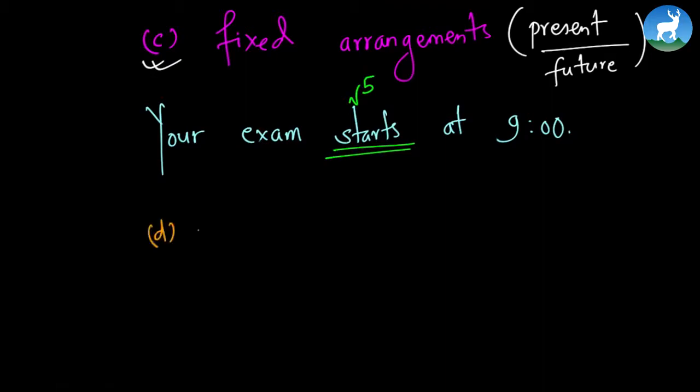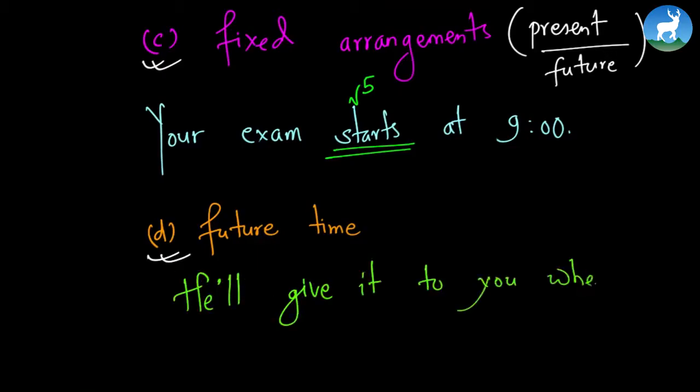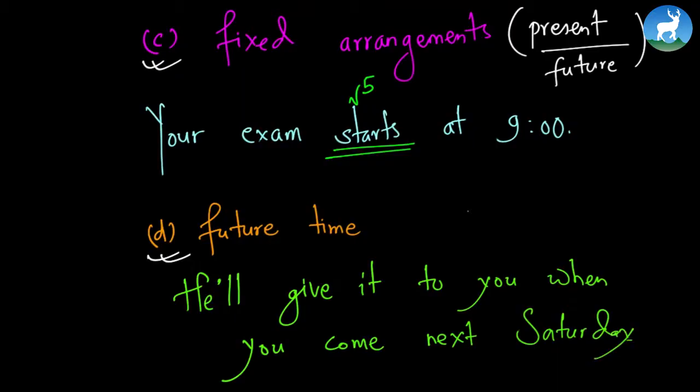Another use can be to express future time. You see, this is the beauty of simple present tense. We can actually talk about future time by using simple present tense, and this is how we do it. I can say something like he'll give it to you when you come next Saturday. So he's going to give you something, and that will be on next Saturday. He will give you. So this is clearly future, but we use the present form after introducing a conjunction. So whenever there is a conjunction, we are going to use simple present tense in sentences like these.